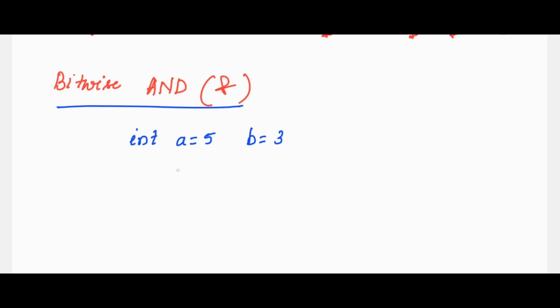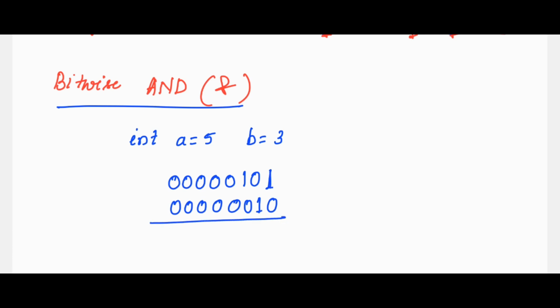So for 5, how are you going to write? 0 0. If I am using 8 bits to represent, then this is the value for 5. Then for 3, okay. So now you have, what is this? You are performing the bitwise AND.